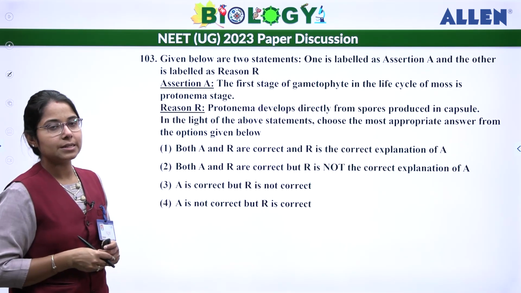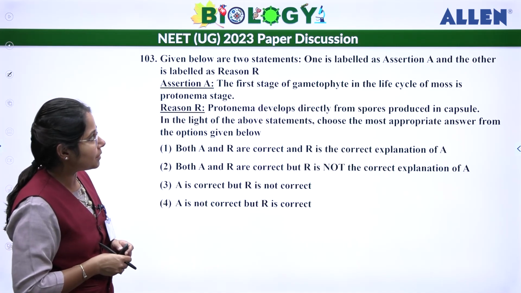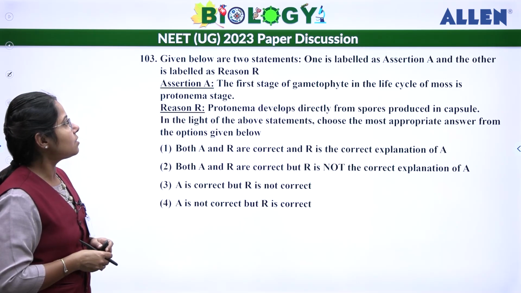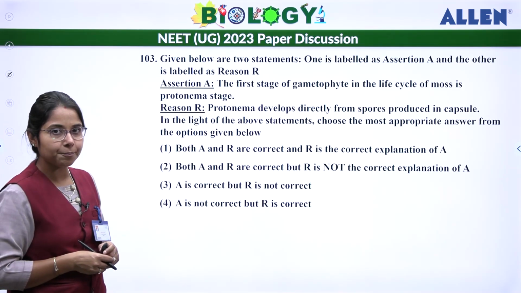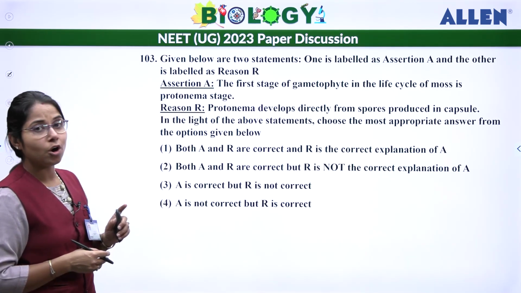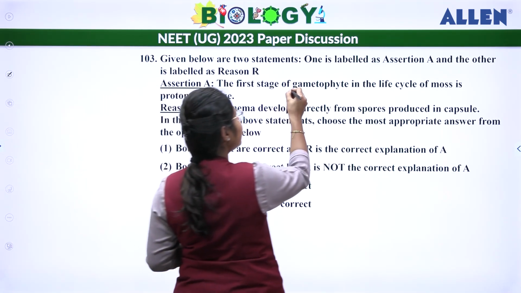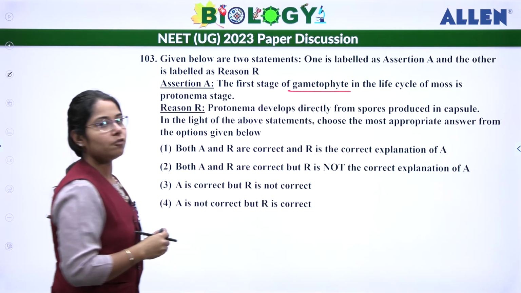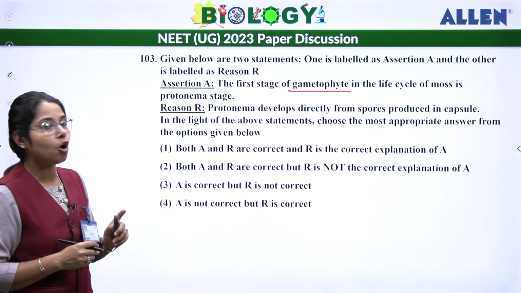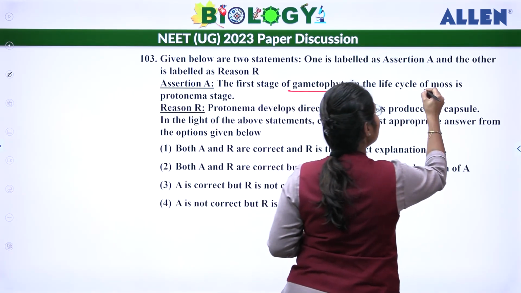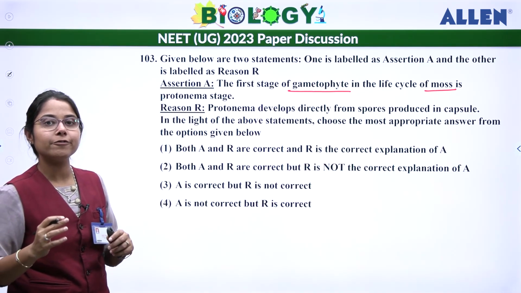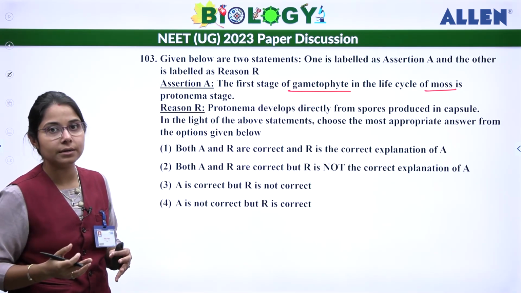Now the next question says that again given below are two statements. One is labeled as assertion, that is A, and the other is labeled as reason, that is R. Now let's read the assertion. Assertion says the first stage of gametophyte. Now gametophyte is the haploid part of the life cycle. So the first stage of the gametophyte in the life cycle of moss. Moss is a bryophyte. So bryophyte is where the gametophytic stage, that is the haploid phase, is the dominant stage.